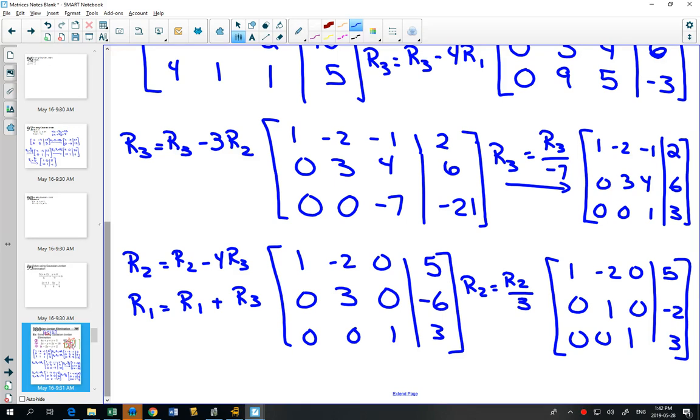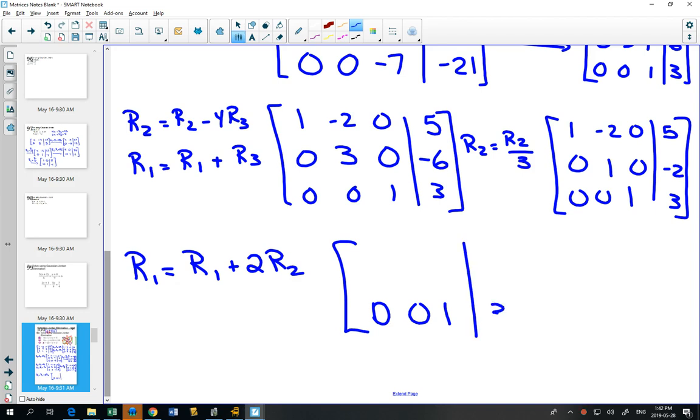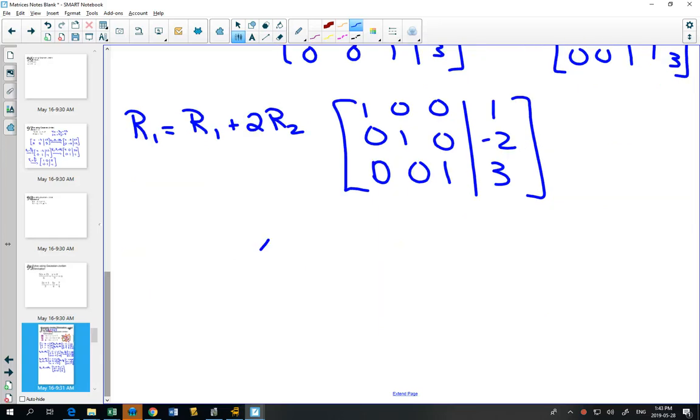And finally, we can now get that last 0. We can make row 1 equal to row 1 plus 2 row 2s. These ones don't change. And now adding them, I'm going to get 1, 0, 0, negative 4 plus 5, 1. So we know that x equals 1, y equals negative 2, and z is equal to 3.